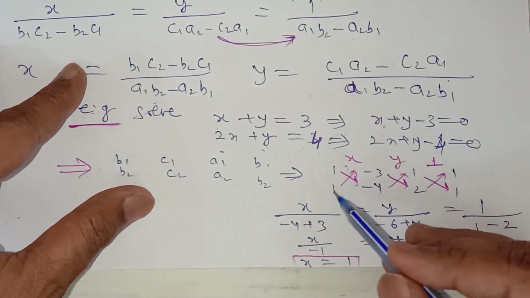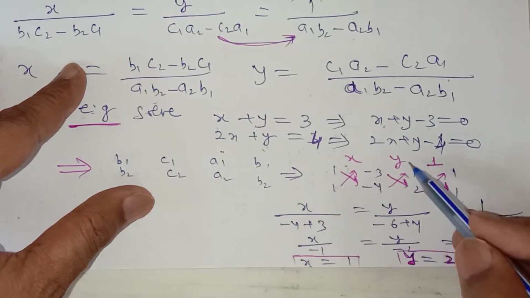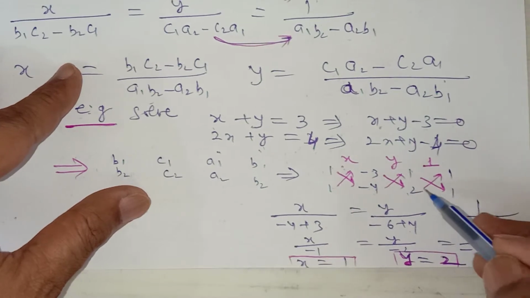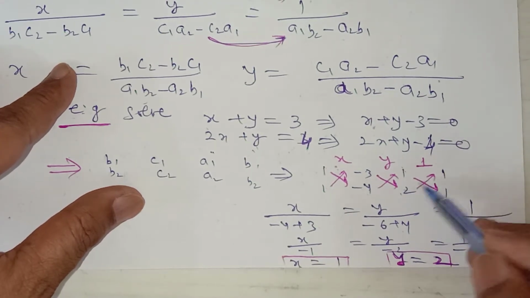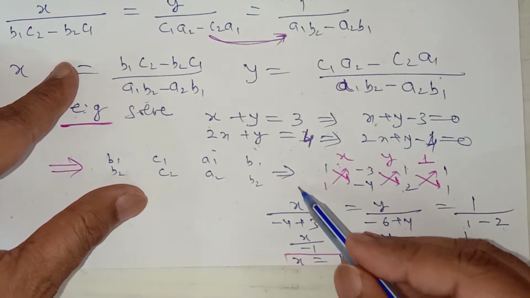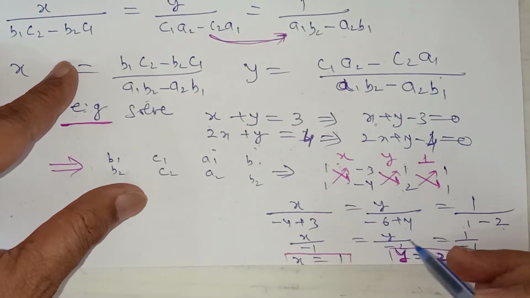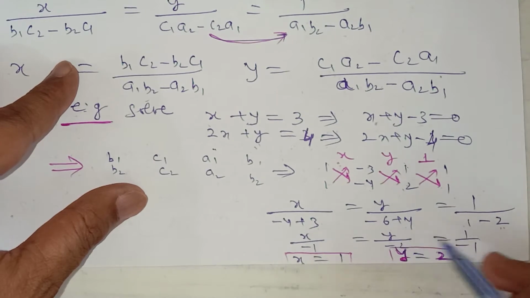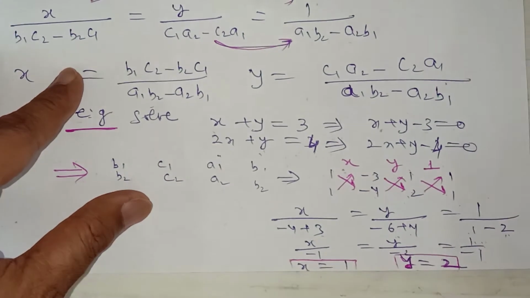So minus 4 minus minus 3. Y upon will be this into this minus this into this: minus 6 minus minus 4, that is plus 4, so minus 2. 1 upon will be this into this minus this into this, that is 1 minus 2. So x upon minus 1, y upon minus 2, 1 upon minus 1. So x, put it equal to this, y put it equal to this. So x will be equal to plus 1 and y will be equal to plus 2. Take minus 1 to the right hand side, you will get the values of x and y.